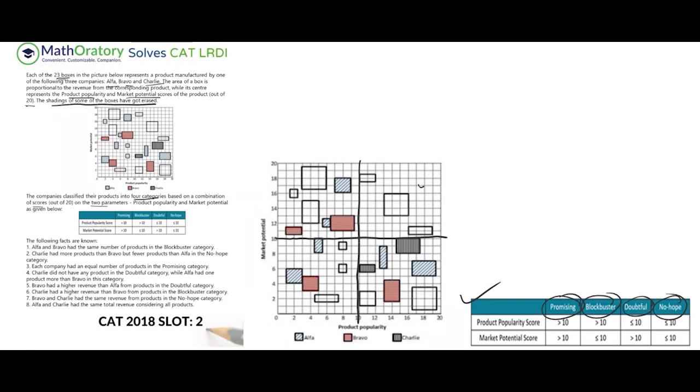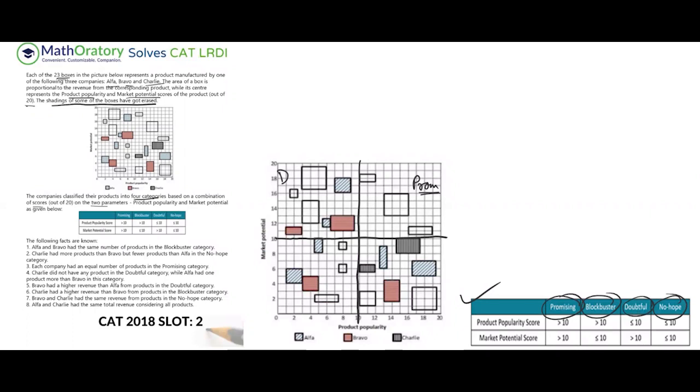Anything that falls here are the promising ones, right? Because promising ones are greater than 10 for each of the two categories, product popularity score as well as market potential score. Now, if the market potential score is greater than 10, but the product popularity score is less than or equal to 10, that falls in the doubtful category, right? So this part will be the doubtful ones, right?